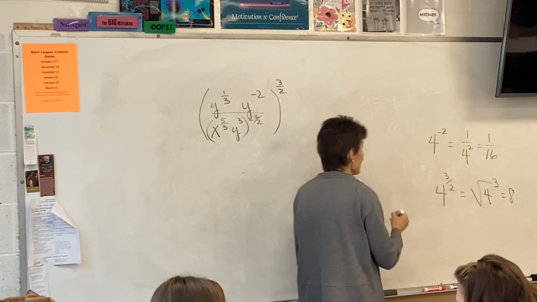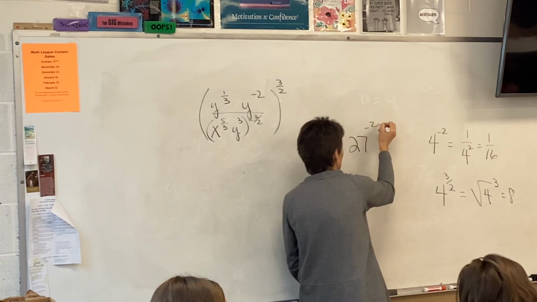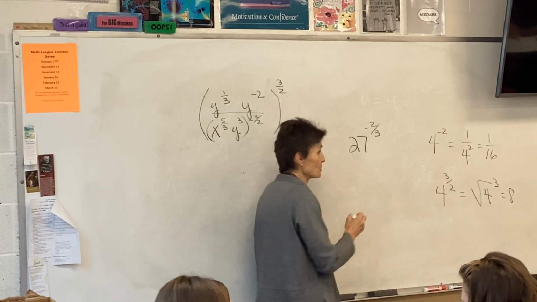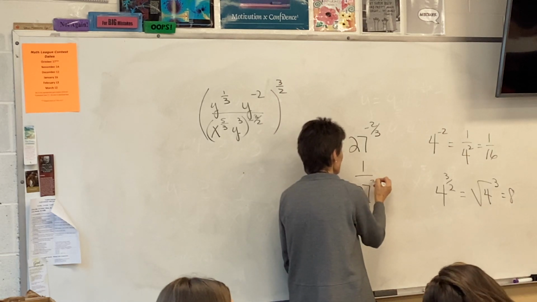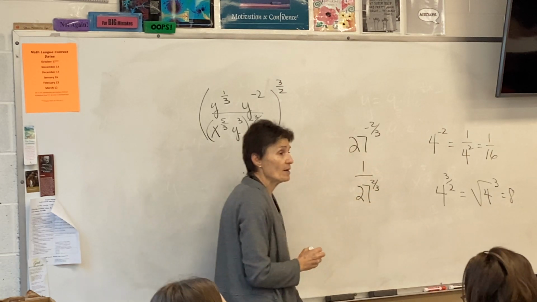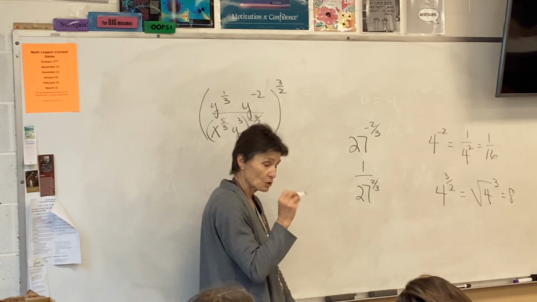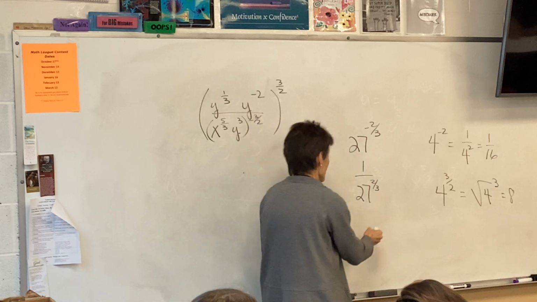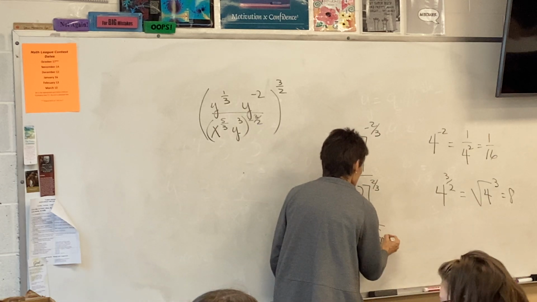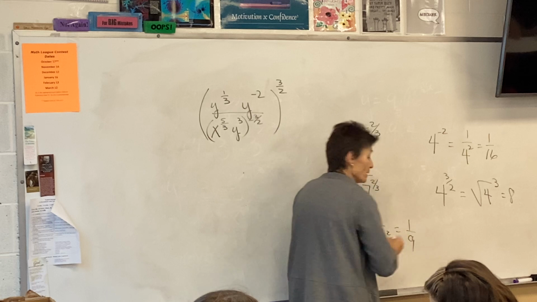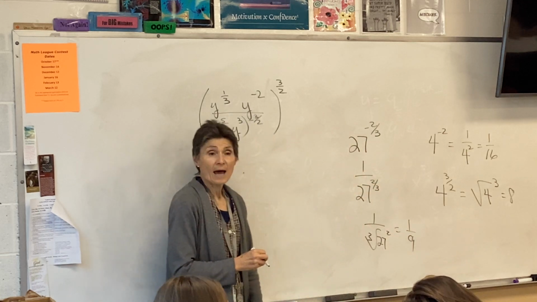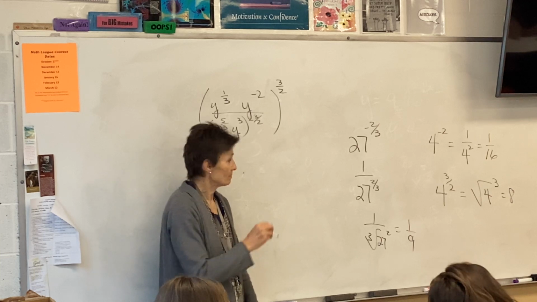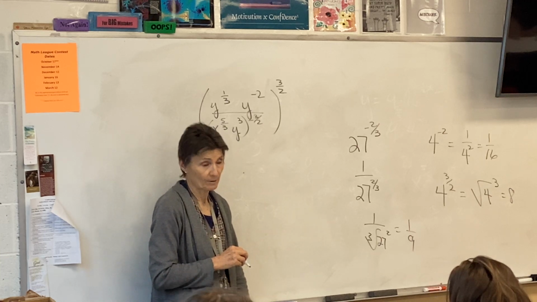And then if we put them together, we take care of the negative first. So 1 over 27 to the 2/3. And then we interpret the 2/3 as a cube root squared. So 1 over the cube root of 27 squared, which is 1 over 9. All right? That is no calculator. You need to be able to do those basic things without a calculator.